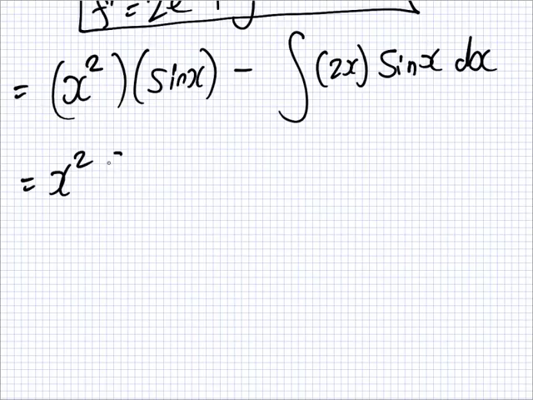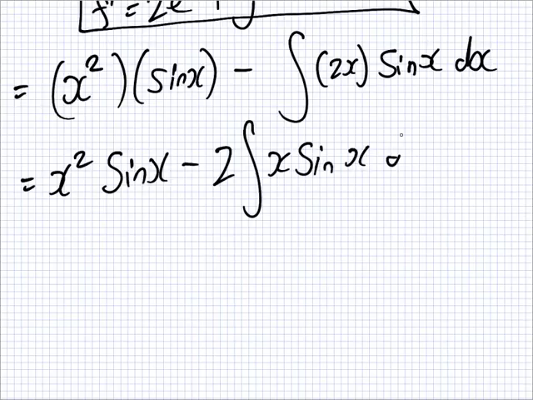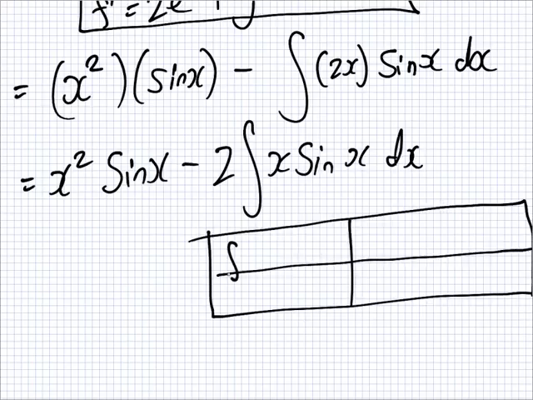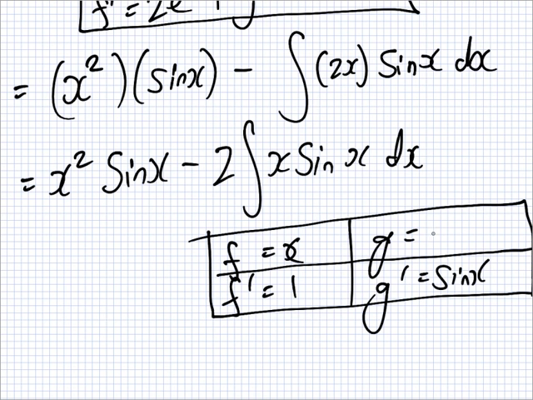So let me just clean it up a little bit. This will be 2x sin x dx. So on this part we use our rule again. f is x, f derivative is 1, g derivative is sin x, and what's g? Minus cos x. Yeah.